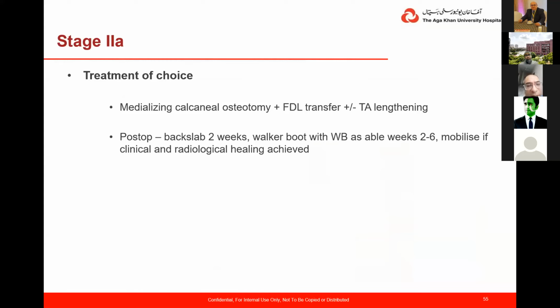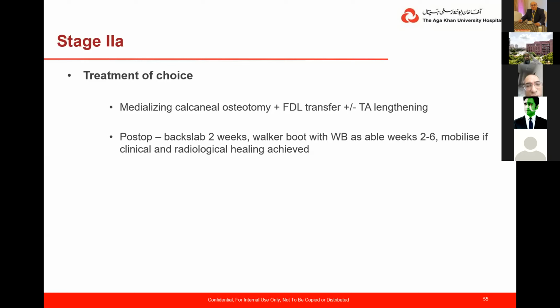So stage 2A, I usually prefer medializing calcaneal osteotomy plus FDL transfer plus tendo-Achilles lengthening. So you have two soft tissue procedures combined with a bony procedure. Usually the patient is kept in a back slab for about 2 weeks, walks with a boot in about 6 weeks, and can be allowed weight bearing once healing is achieved.